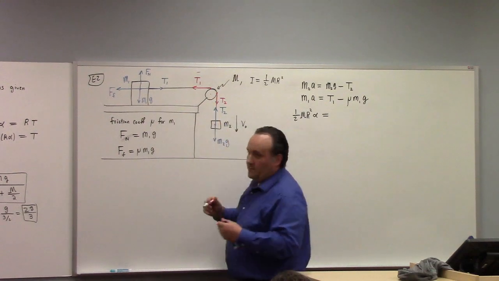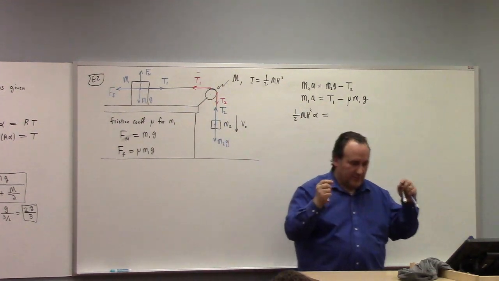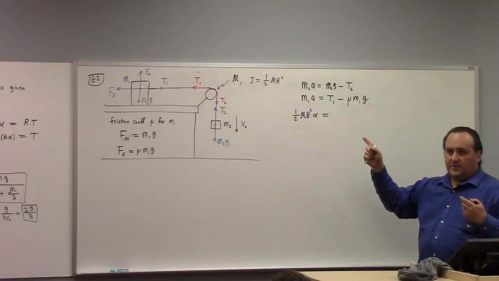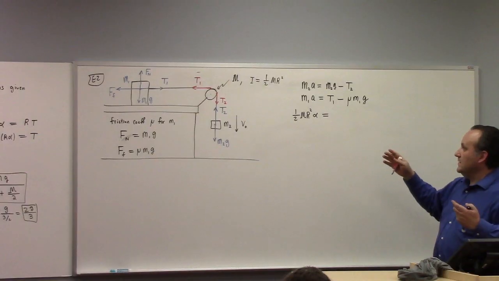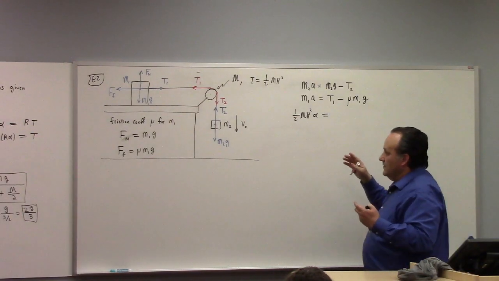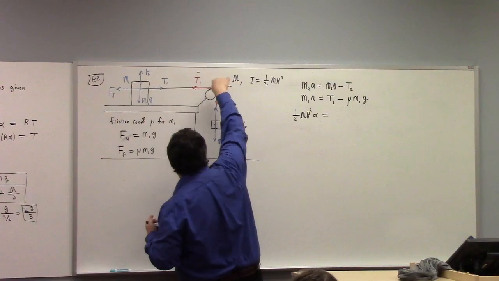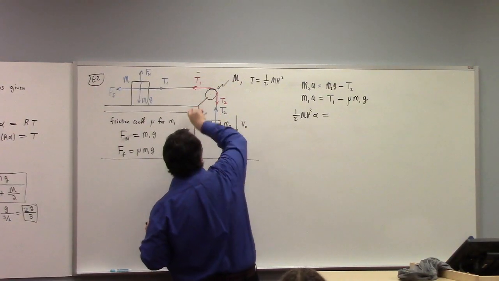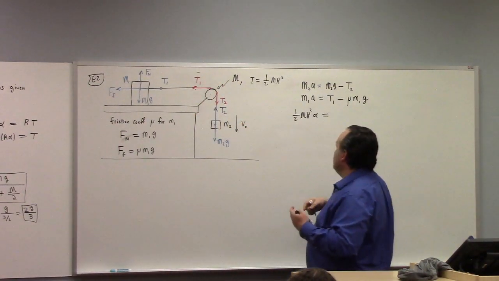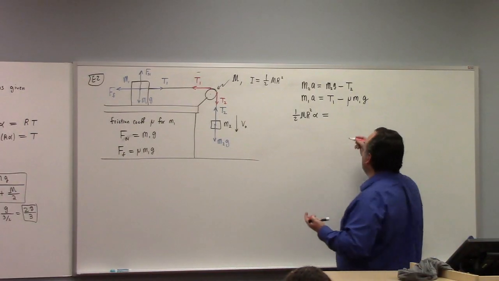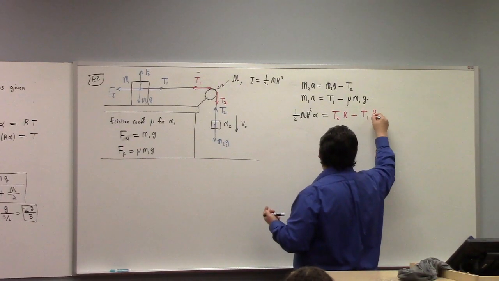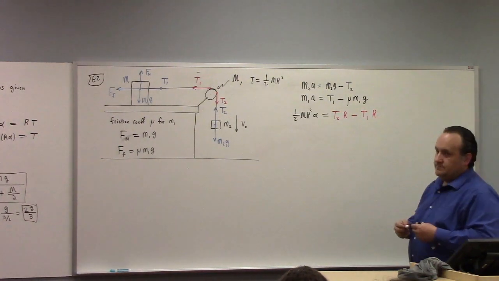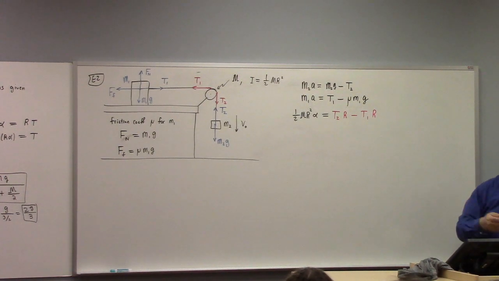Now they're both applied tangentially, so the torque in both of these cases is simply the radius times the force applied, all right? So you guys tell me, if this is the positive direction, which one produces a positive torque? Which one produces a negative torque? T2 is a positive torque, so I do T2R minus T1R. And that's it. These are the equations of motion which govern the system.